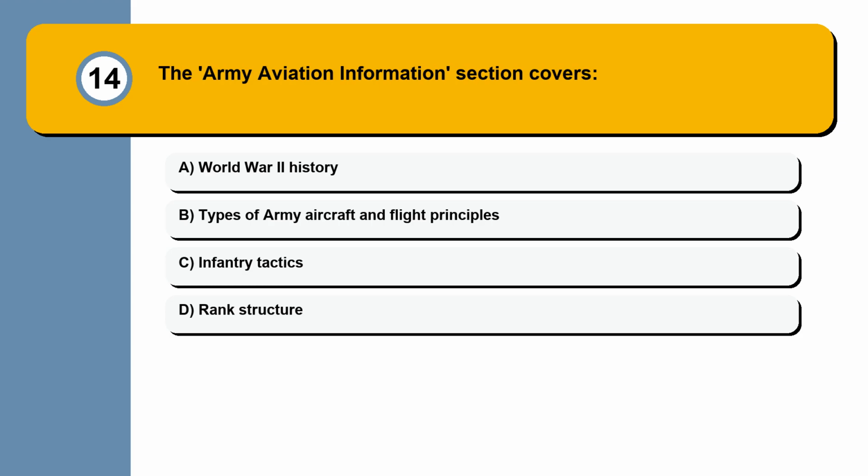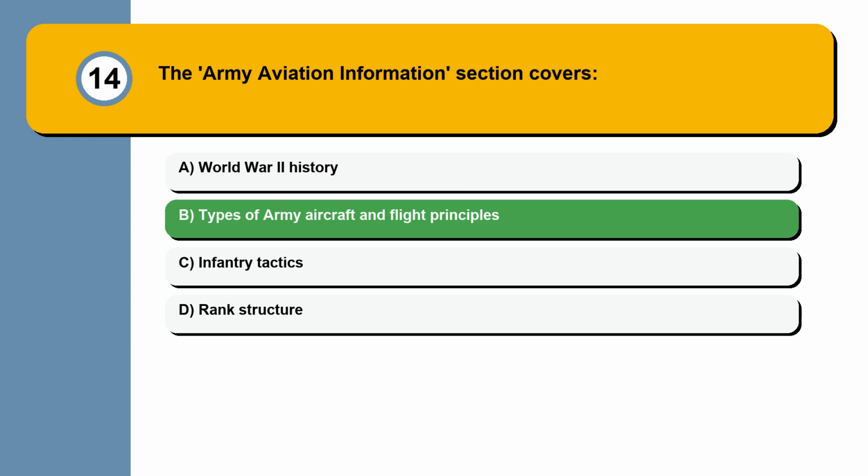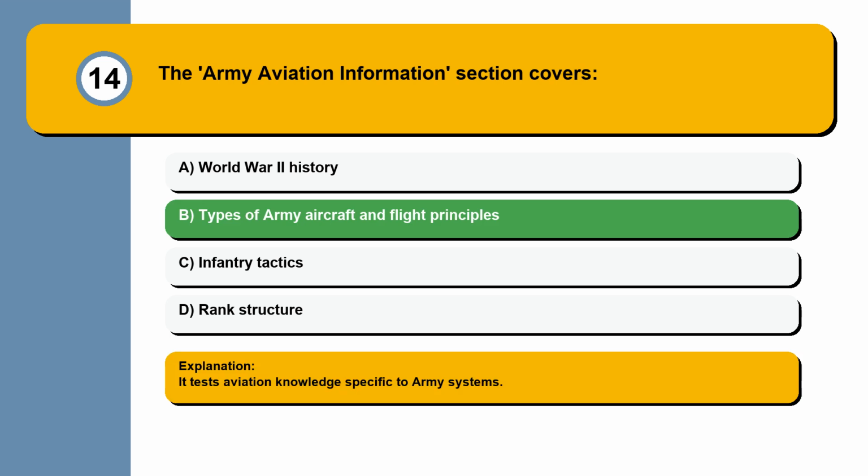Question 14. The Army Aviation Information section covers World War II history, types of Army aircraft and flight principles, infantry tactics, rank structure. It tests aviation knowledge specific to Army systems.